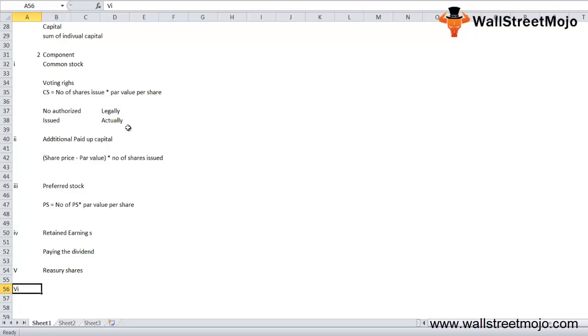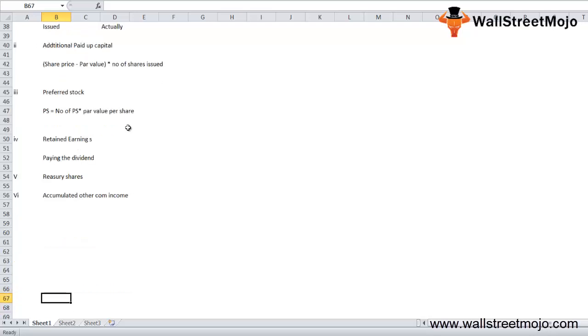The sixth part is your accumulated other comprehensive income. It contains the unrealized gains or losses that do not flow through the net income statement. Examples are unrealized gains or losses from investments classified as available for sale, foreign currency translation, pension plans, and so on. So these were the parts and parcels of the shareholders' equity. These were the components.